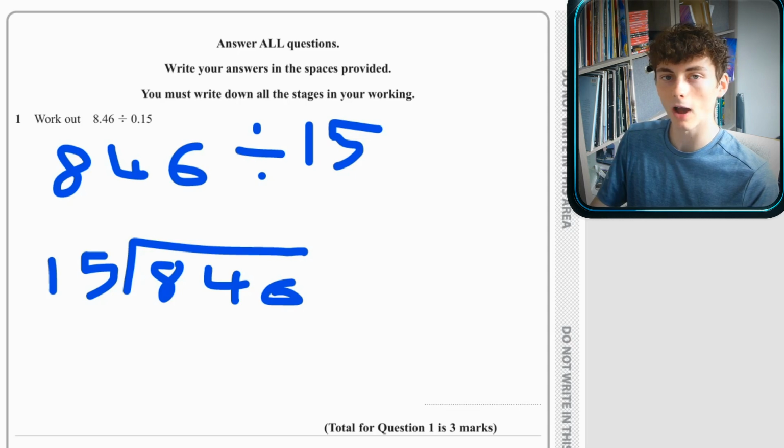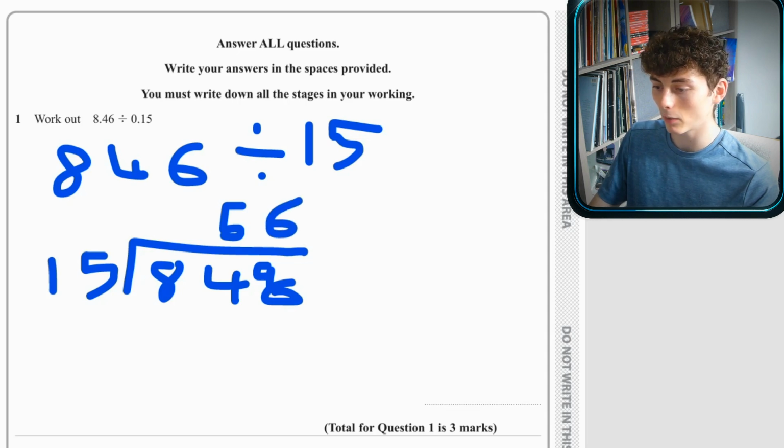And 15 times 5 is 75. And 15 times 6 is 90. So we can only do the 5 for now. And the remainder of that 75 is 9, so we add the 9 onto the 6. So that is now 96 at the end. And as we've said before, 90 divided by 15 is 6. So we put this 56 now, and we add a decimal point, and we add a 0.